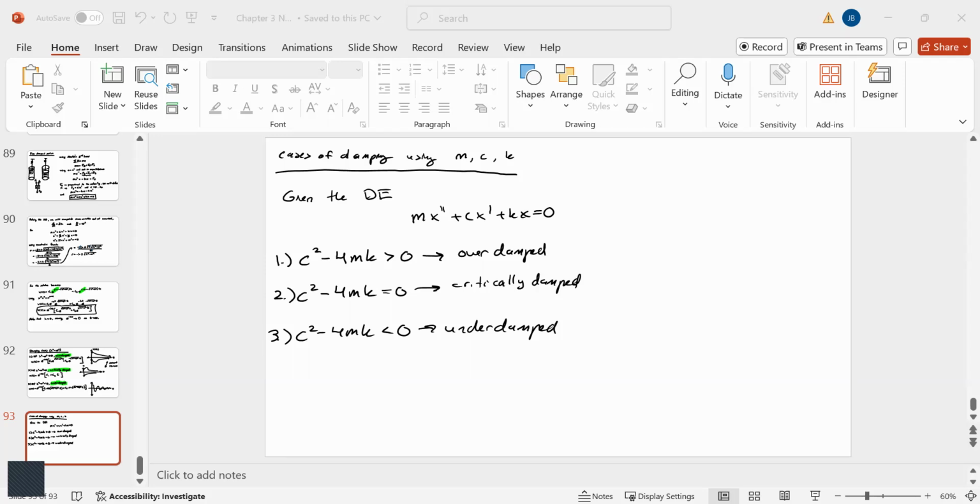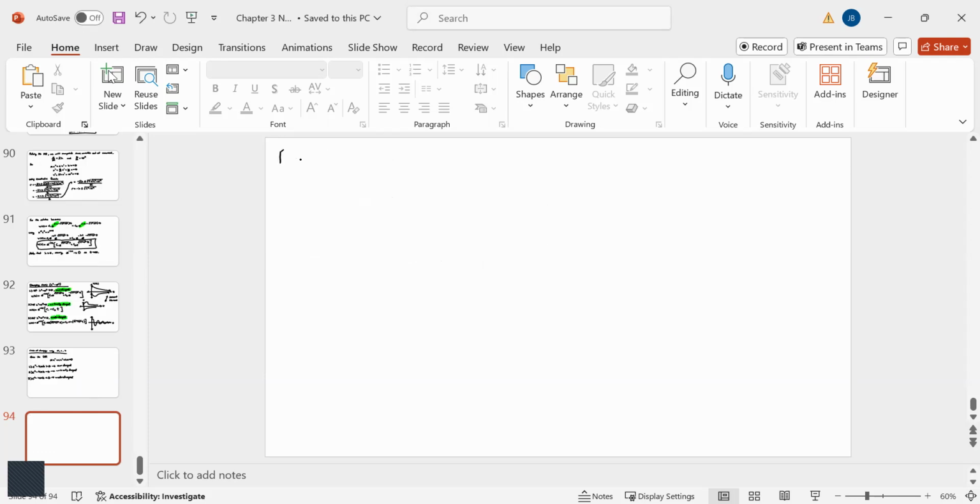So now, through all that talking, let's finally do an example. And again, these are just word problems at the end of the day. It's the same thing we've been doing for a long time in this chapter, just adding an idea to it. So a mass weighing 8 pounds stretches a spring 2 feet.